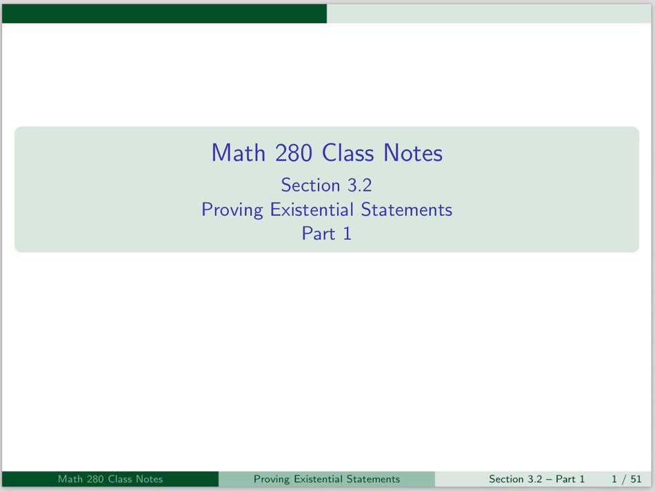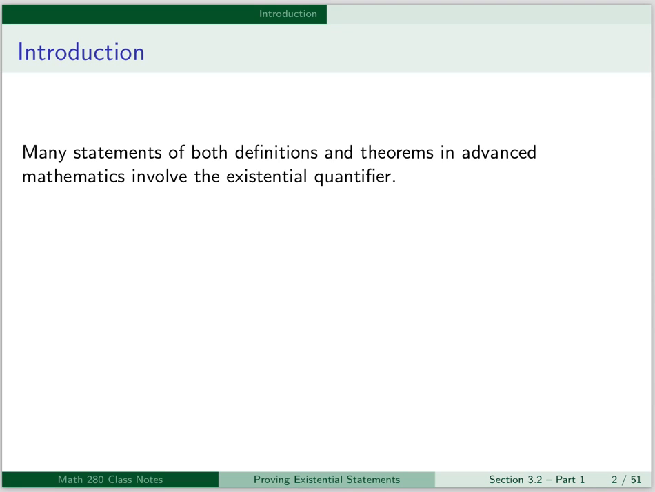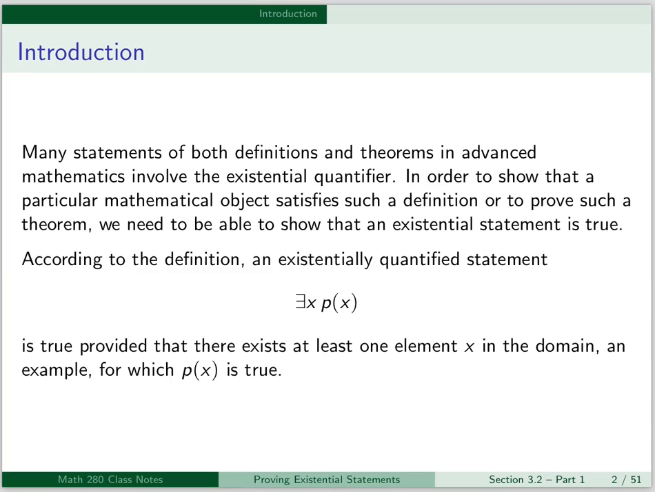This video covers Part 1 of Section 3.2, Proving Existential Statements. Many statements of both definitions and theorems in advanced mathematics involve the existential quantifier. In order to show that a particular mathematical object satisfies such a definition, or to prove such a theorem, we need to be able to show that an existential statement is true.